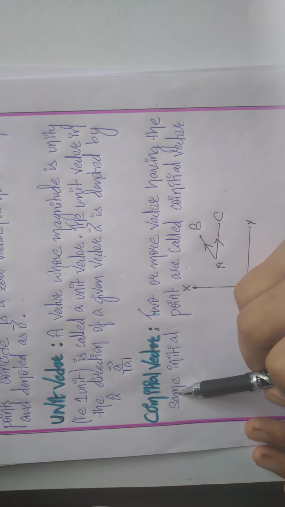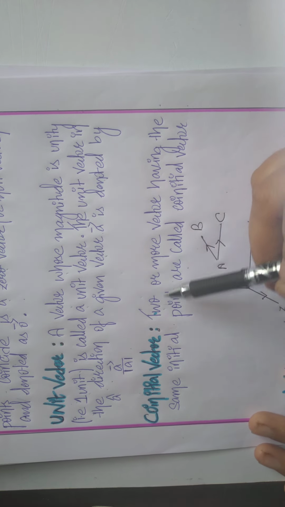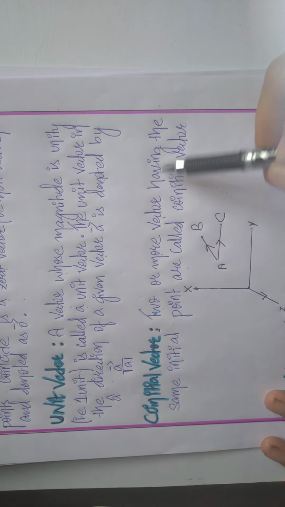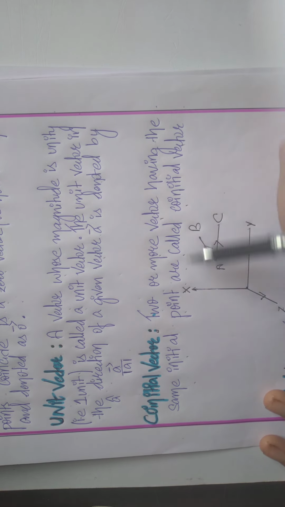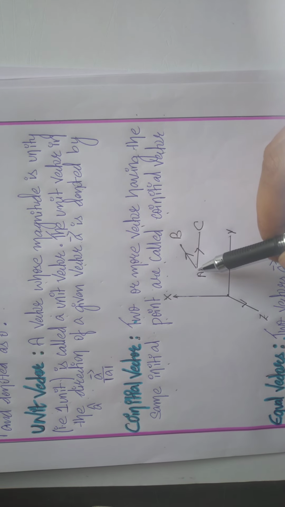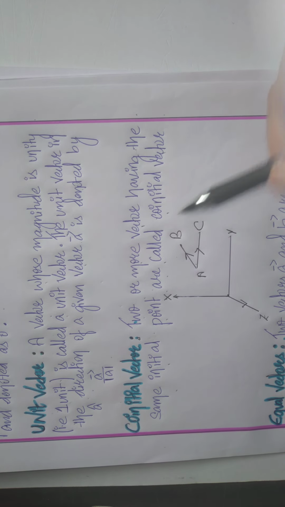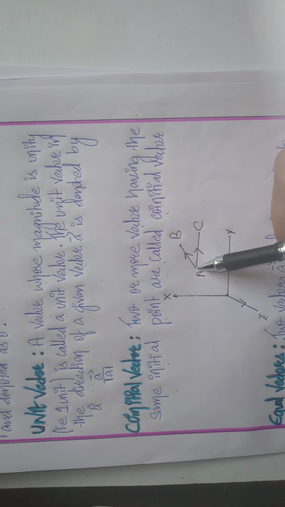Now co-initial vectors. Two or more vectors having the same initial point are called co-initial vectors. Let us say this one is vector AB, and this is another vector. Vectors that have the same initial point are called co-initial vectors.